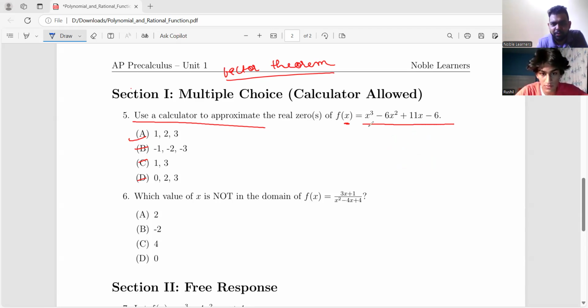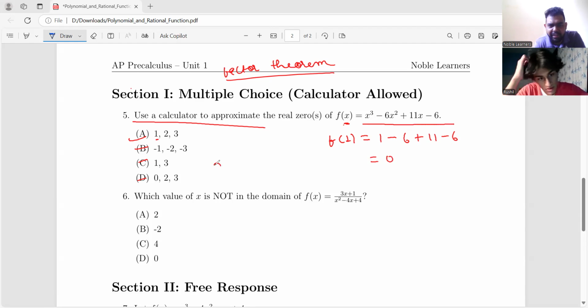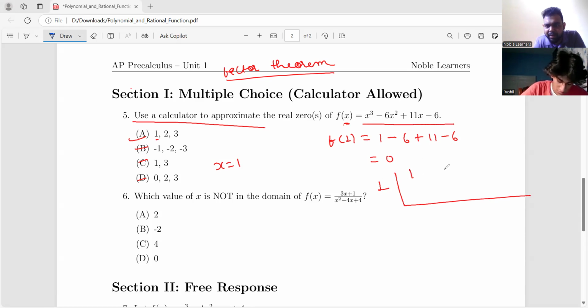Okay. So basically, I could hit and try. Maybe I could hit one. If you hit one, f(1), what are you getting? That is going to be 1 minus 6 plus 11 minus 6. Yeah, it works. This equals zero, so can I say that x equals 1 is a factor? Yeah, right. And after that you can do the synthetic division using this factor. So you can write 1, negative 6, 11, negative 6.